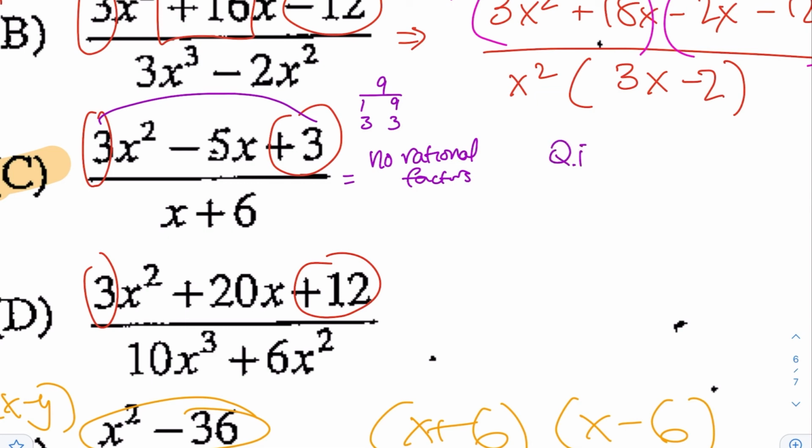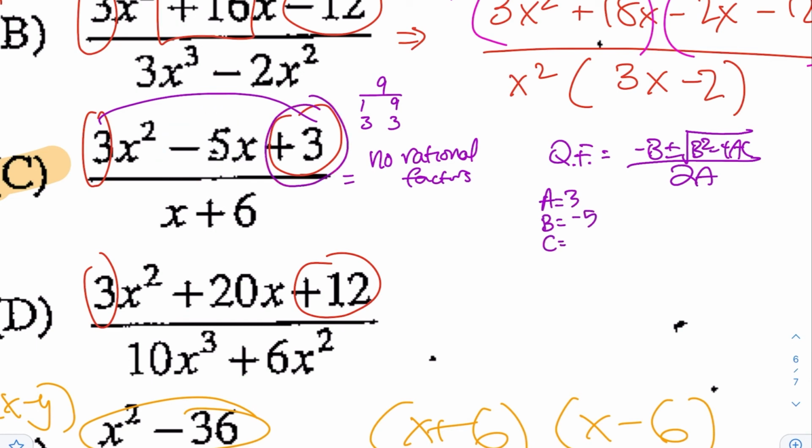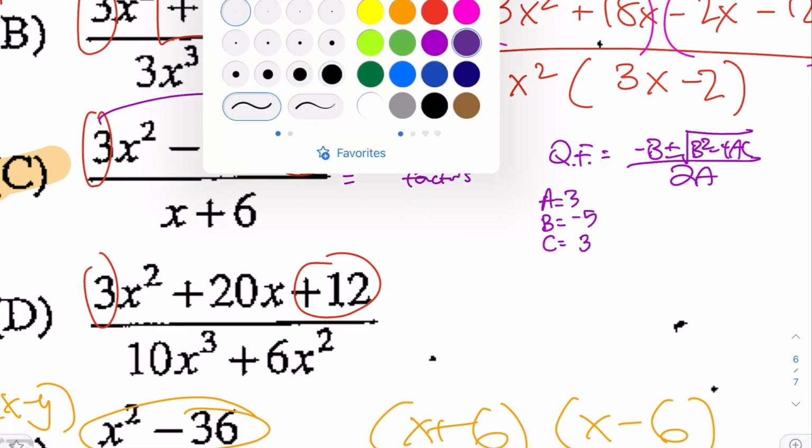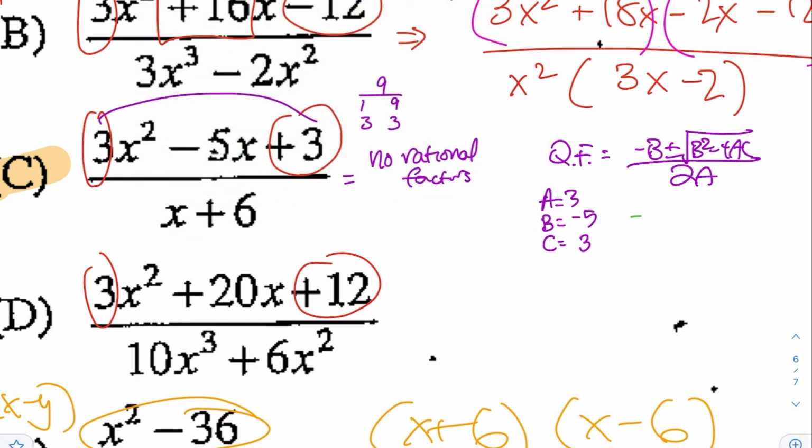So the quadratic formula is negative b plus or minus the square root of b squared minus 4ac, divided by 2a, where a is the coefficient of the first term, in this case 3. B is the coefficient of the second term, which in this case is negative 5. And C is the coefficient of the last term, which is positive 3. So when you substitute in, this would be negative of negative 5 plus or minus the square root of negative 5 squared minus 4 times 3 times 3, all divided by 2 times 3.